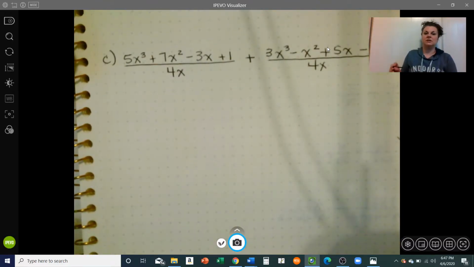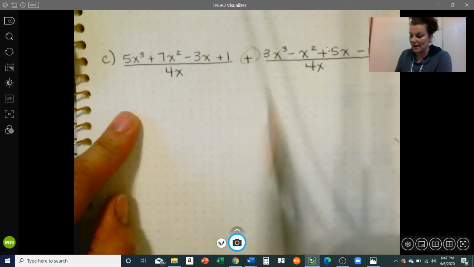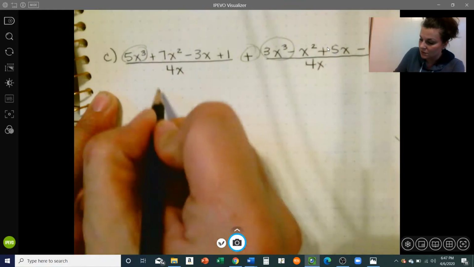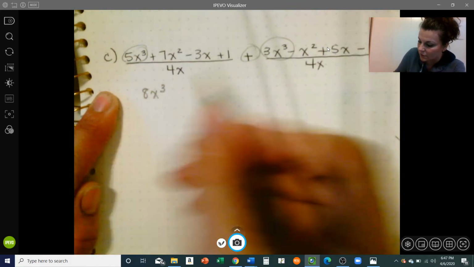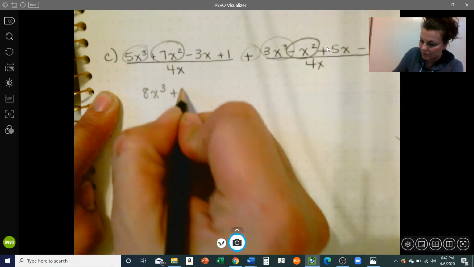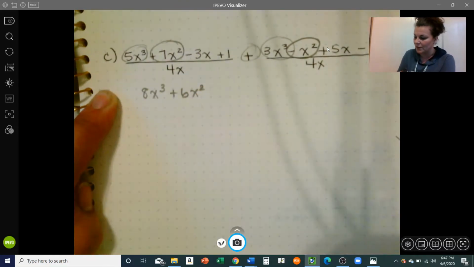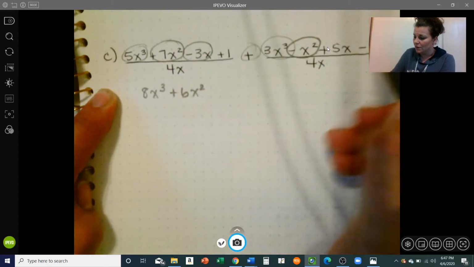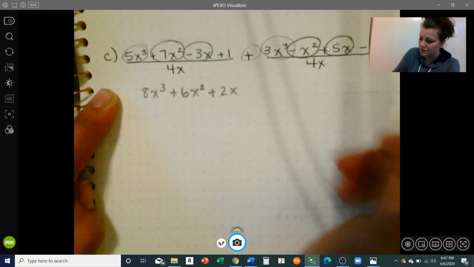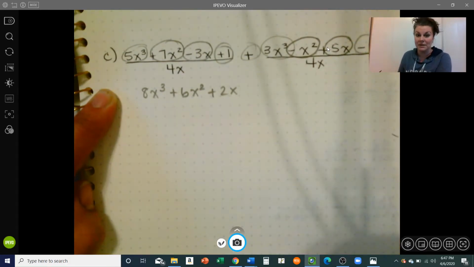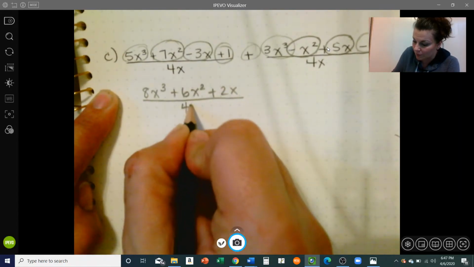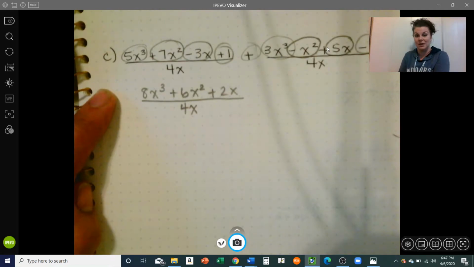Okay, let's go down to this one. So I'm just adding. Okay, so I need to add my like terms. So I end up with 8x cubed. I have 7x squared minus x squared, so plus 6x squared. Minus 3x plus 5x would be plus 2x. And 1 minus 1 is 0. So I don't have that anymore. And then I have 4x in the denominator.